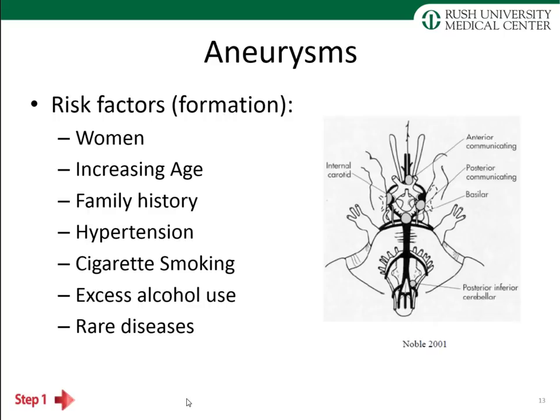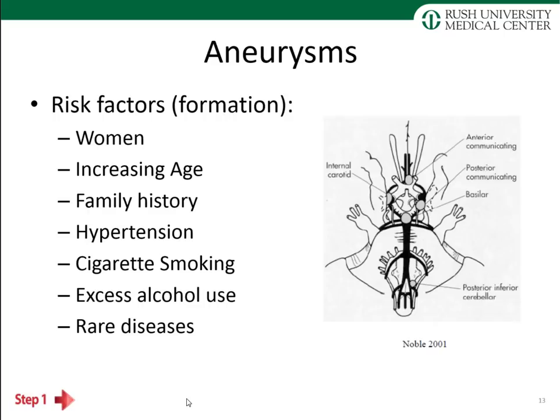There are some risk factors for the formation of aneurysms. Women are more likely to have aneurysms, older women especially, so women with increasing age. Family history of unruptured aneurysms, hypertension, smoking and alcohol use, and there are several rare diseases and genetic diseases that are associated with aneurysm formation.